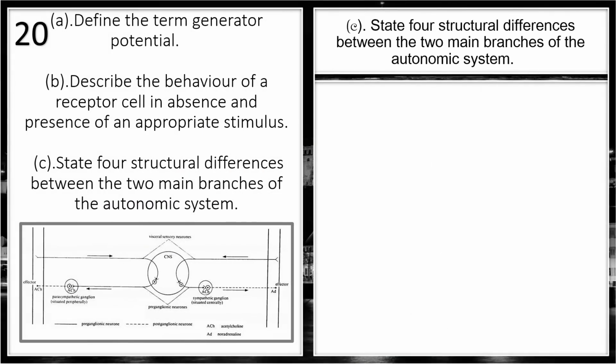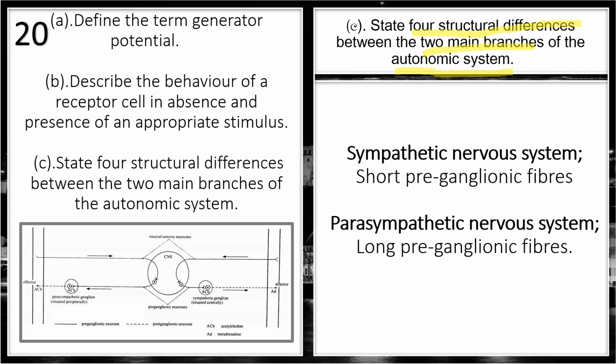Part C. State 4 structure differences between the two main branches of the autonomic nervous system. The sympathetic nervous system has a short preganglionic fiber. The parasympathetic nervous system has a long preganglionic fiber.